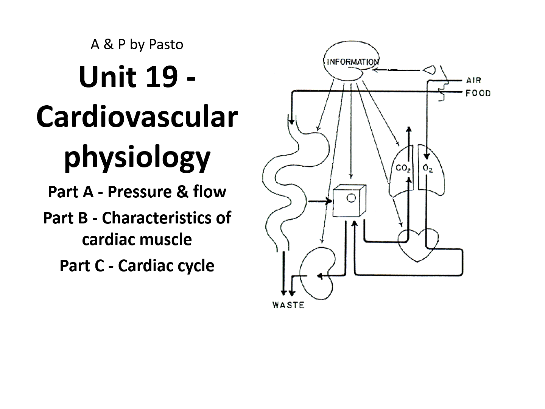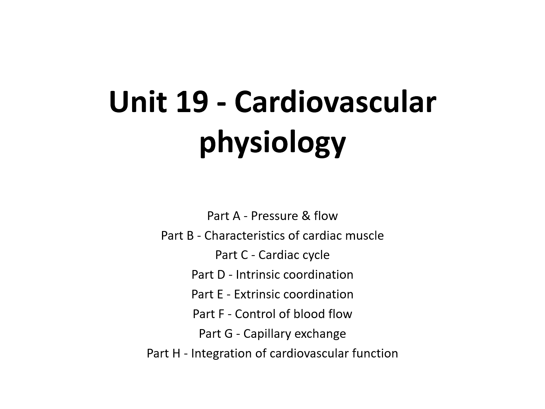This video begins Unit 19, Cardiovascular Physiology. It includes Part A, Pressure and Flow, Part B, Characteristics of Cardiac Muscle, and Part C, the Cardiac Cycle. Being rather complex, this unit consists of 5 videos. This one is the first over these 3 parts. Video 2 includes Part D, Video 3, Part E, Video 4, Part F, and the last video, Part G and Part H.